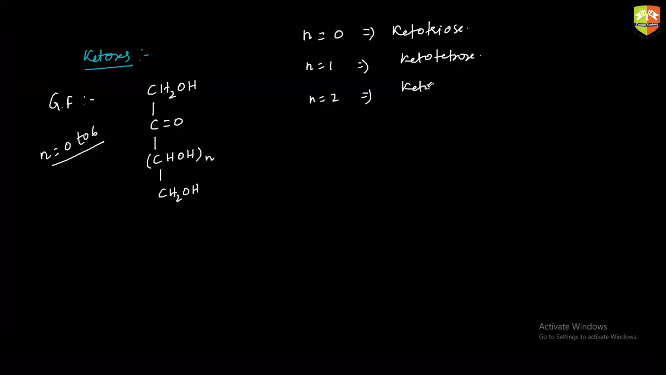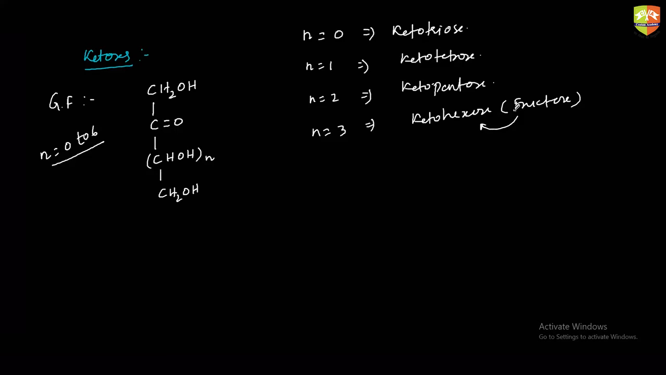So this one is keto pentose, 5 carbon atoms. And when n is equal to 3, it is keto hexose. And that is glucose, that is fructose. So fructose belongs to this family, ketohexose. Okay, so these are two things that we need to understand.